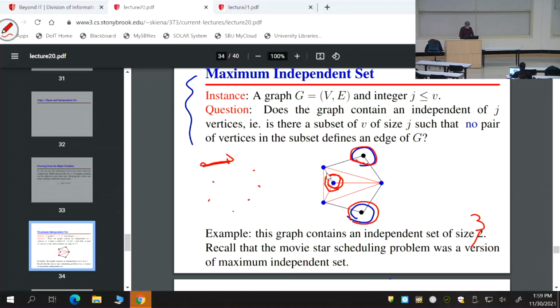The maximum independent set would be, what's the largest number of credits I could get in a semester? Okay? Meaning a set of courses that wouldn't mutually interfere with each other. Any questions about that? Okay. Does everybody understand the maximum independent set problem?